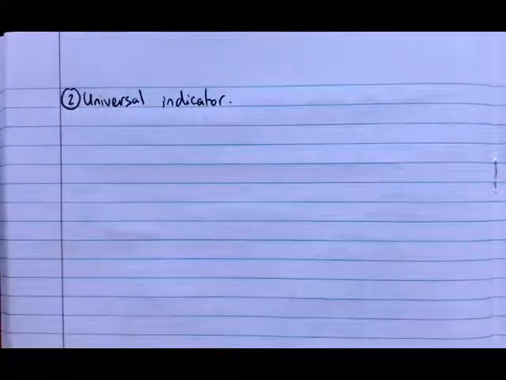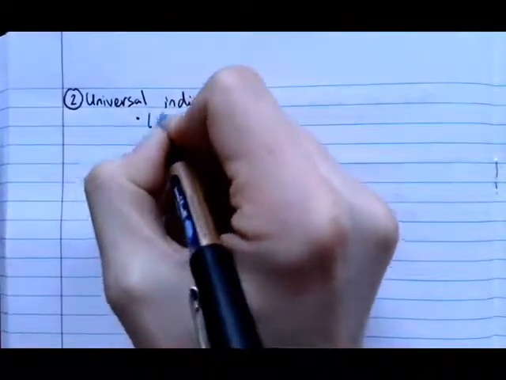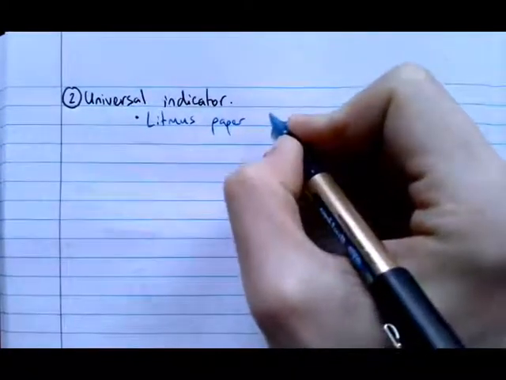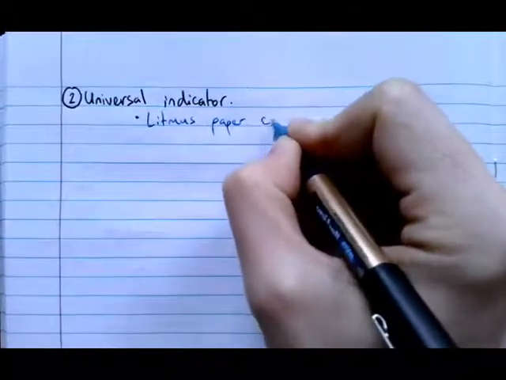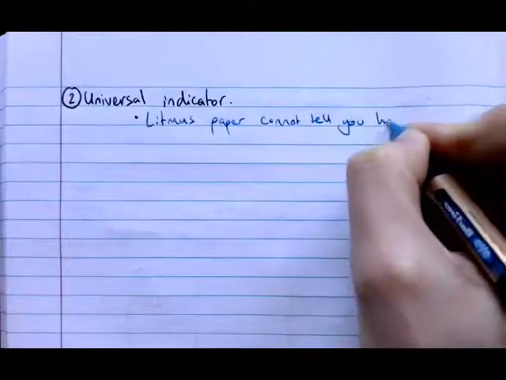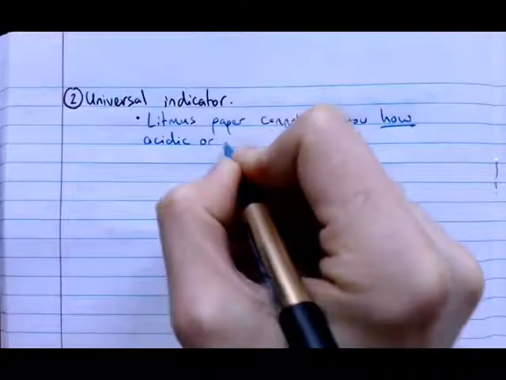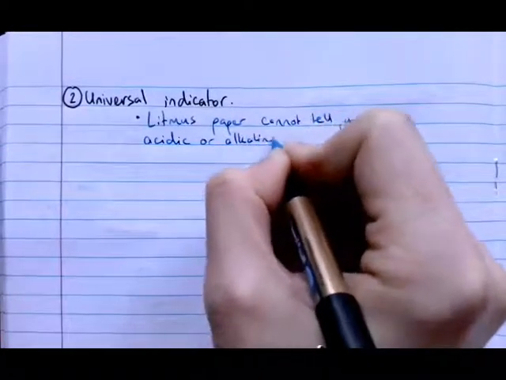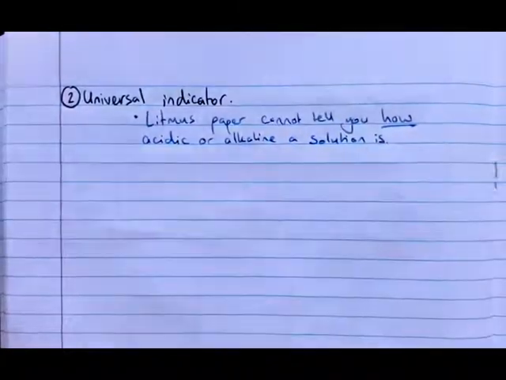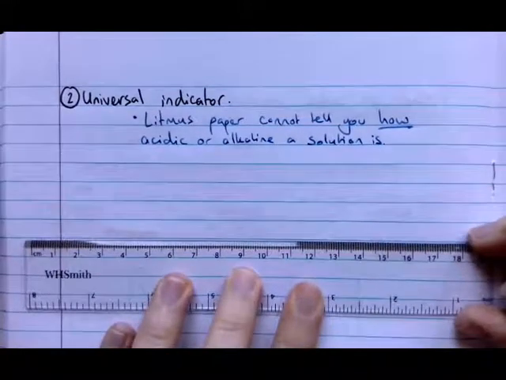All right, so let's just quickly make a note of the problem with litmus paper. So litmus paper cannot tell you how acidic or alkaline a solution is. However, if we take a universal indicator, that will be able to tell us.